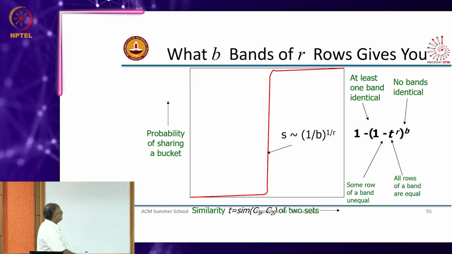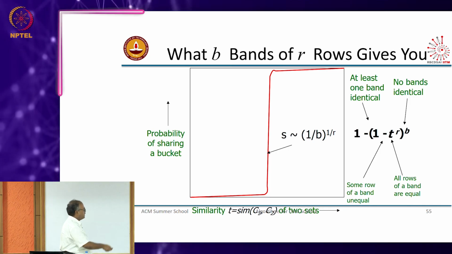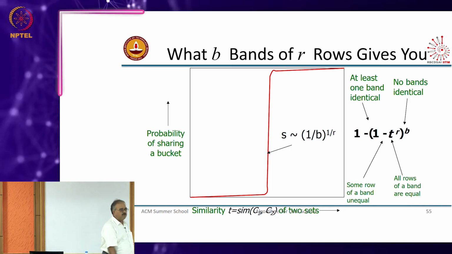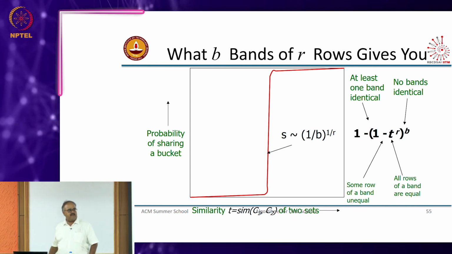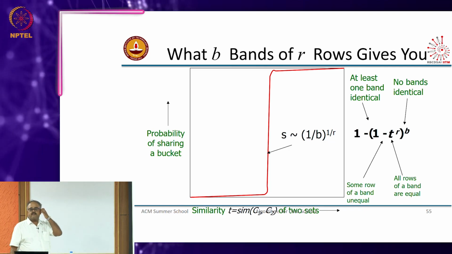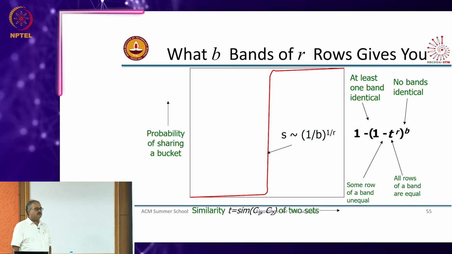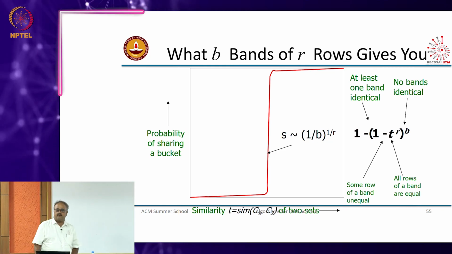So the point where the switch happens from low probability to high probability is roughly equal to (1 by B) power (1 by R). We can solve for it exactly, but that's a good enough approximation. So depending on what kind of threshold you want, you can choose your B and R to approximate the right threshold.